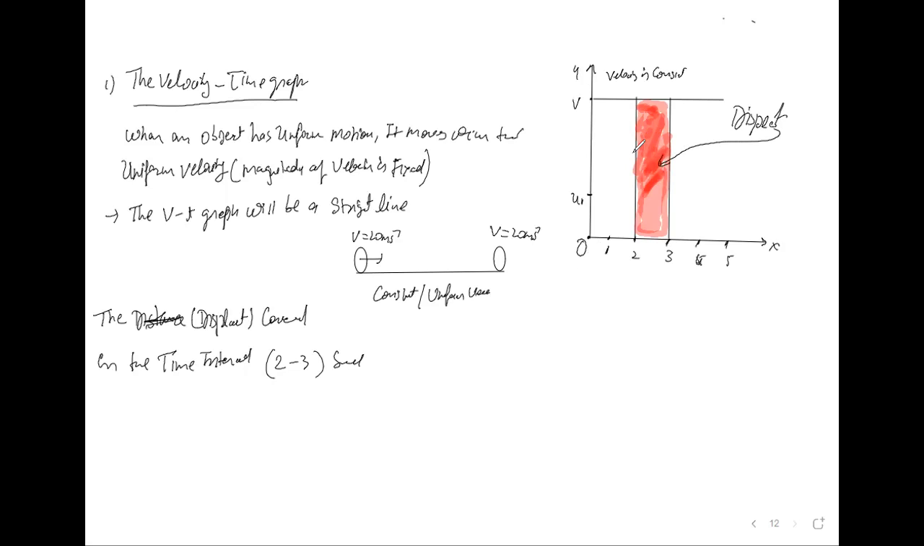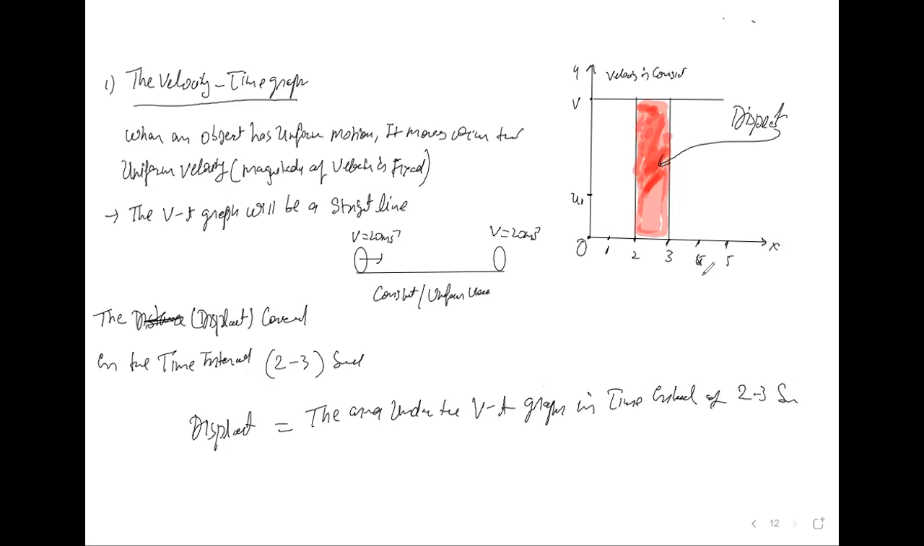Now, if somebody asks for the calculation, then we will write: displacement is the area under the VT graph in time interval of 2 to 3 seconds. So this is the time interval of 2 to 3 seconds. This is the area between the time 2 to 3 seconds. So this is the required time interval.